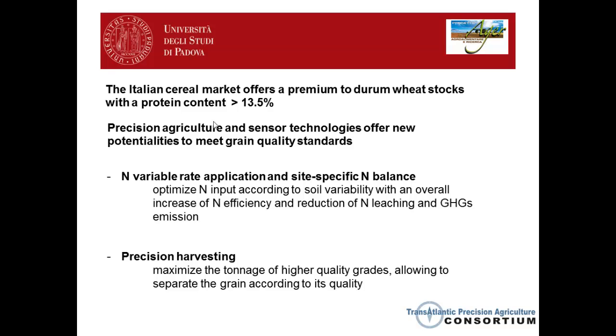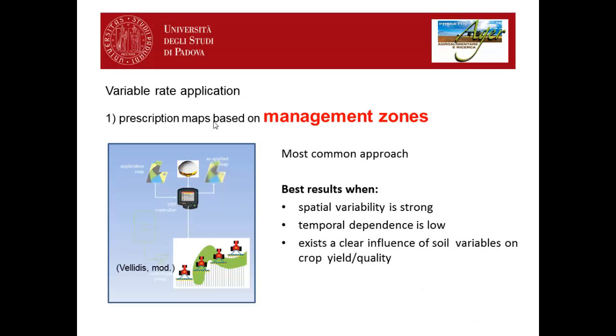Since the Italian cereal market offers a premium for wheat stocks with very high protein content, we are now trying to work in two different ways. We are trying to apply precision harvesting, which means collecting the grain in different stocks according to protein content. That is not the topic of today. We apply nitrogen variable rate application to optimize nitrogen input and reduce environmental impact on water and on the atmosphere. I guess you are more or less familiar with the main ways to apply variable rate application.